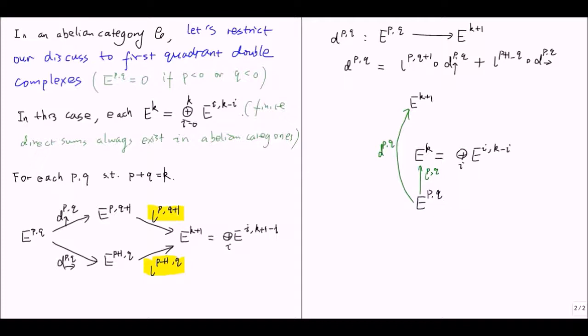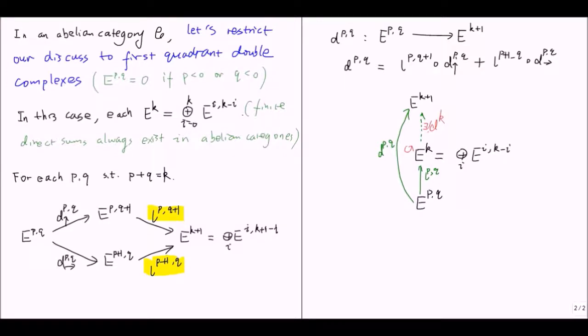Now we can use the universal mapping property definition of the direct sum in abelian categories. By the universal mapping property, let's map from E^k to E^{k+1}, making this triangle commute. And we denote this dotted arrow by d. This d is also unique with respect to this commutativity condition. I think I need to add a superscript to this d.